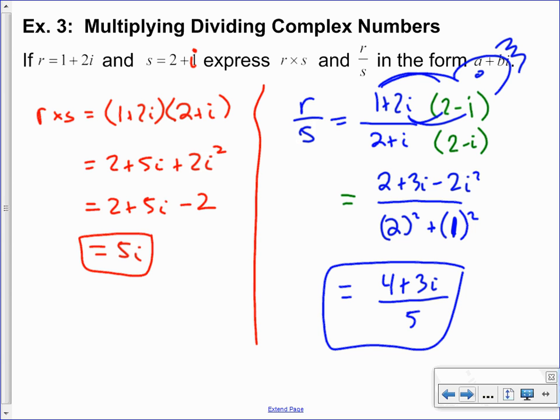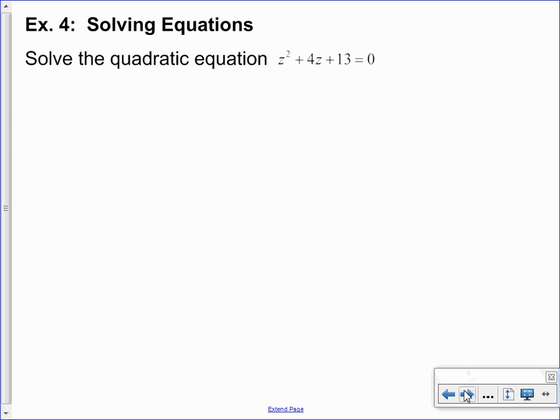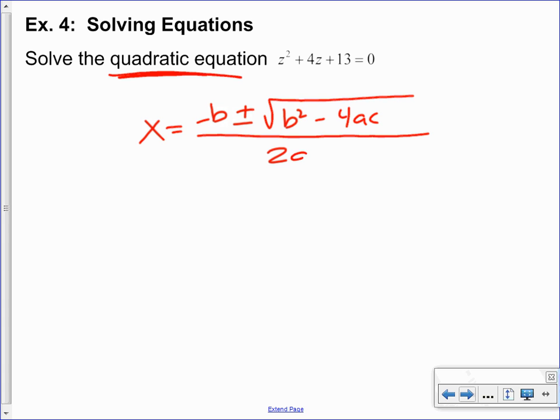Alright. x is equal to opposite b plus or minus the square root. Quadratic formula? You ready? Here we go. To do the quadratic formula, x is equal to opposite b plus or minus the square root of b squared minus 4ac, all over 2a. It's good stuff. So in this case, your a is going to be 1, b is 4, and c is 13, right? It's your coefficient.